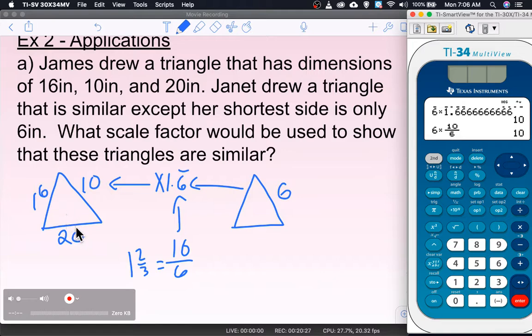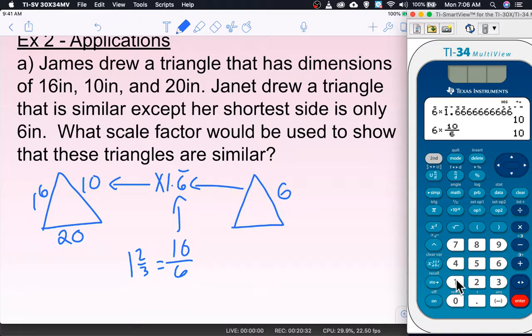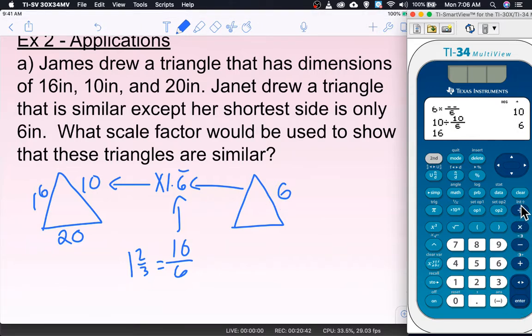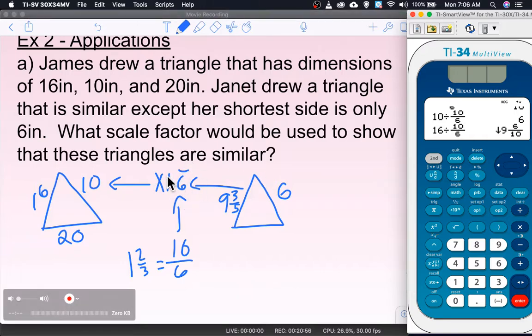I could also theoretically use that same information and find these sides over here. If I take 10 divided by 10/6, I get 6. I could take 16 divided by 10/6, and I can find that this side is 9 6/10, which is 9 3/5. We don't need to know that, but I can. Once I know what the scale factor is, we can kind of convert from triangle to triangle.